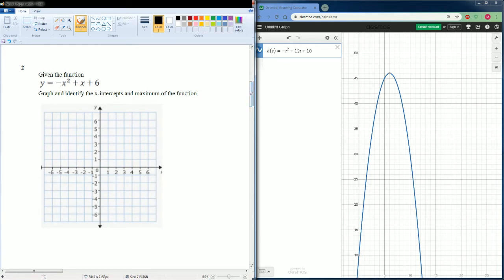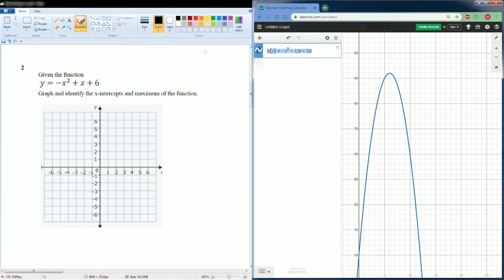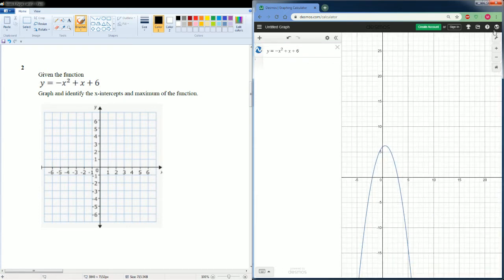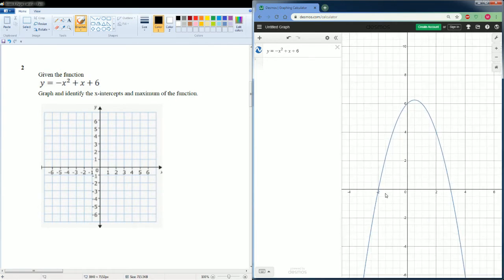Number 2, graph and identify the x-intercept and maximum of the function. Okay, let's graph this. Y equals negative x squared plus x plus 6. Oops, it's a little bit smaller, so I'm just going to zoom in here. All right, the x-intercepts are these 2 points, because these are the locations in which the graph intercepts the x-axis. The maximum is the highest point, which is going to be that one.